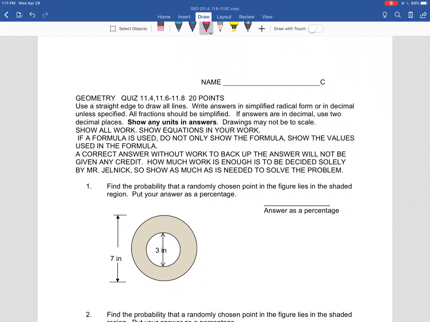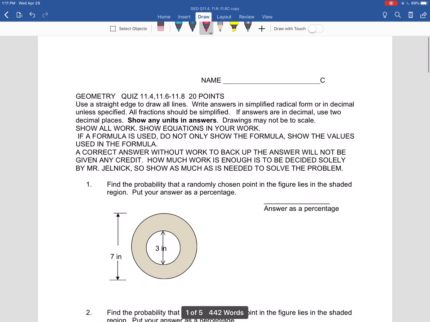This is going over Geometry Quiz 11.4, 11.6, 11.7, 11.8. You do not have to turn this quiz in. This quiz is just for you to check your answers, and then you're going to use this to study for the Chapter 11 test. Let's go get some answers on this.